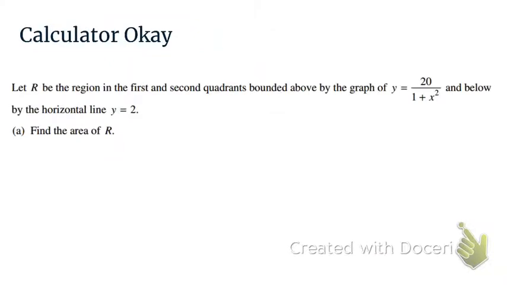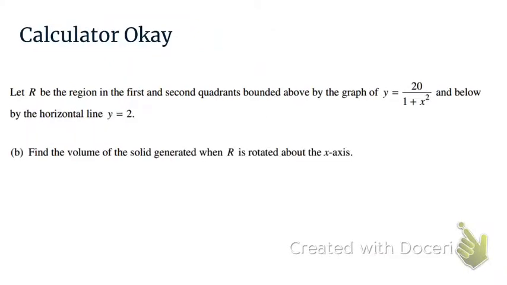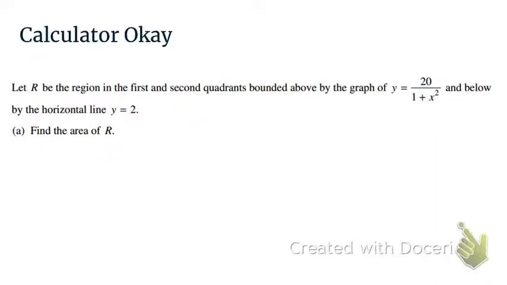And I believe this is the last two examples, but the same problem, just two different examples about it. It says, let R be the region in the first and second quadrants bound by the graph of that function. And it says it's bound below by the horizontal line y equals 2. So find the area of R. This is a calculator OK question, so take a minute and put this in your calculator. I'm going to pause my video and do it, and then I'll show you a picture of what I see on my screen. Why don't you pause your video and see if you can see the same thing.